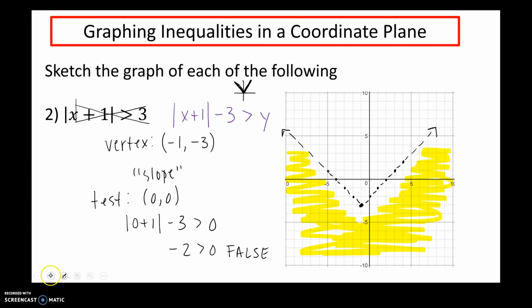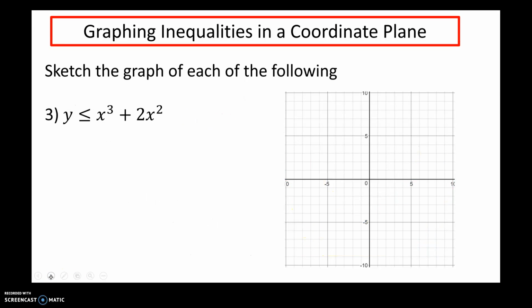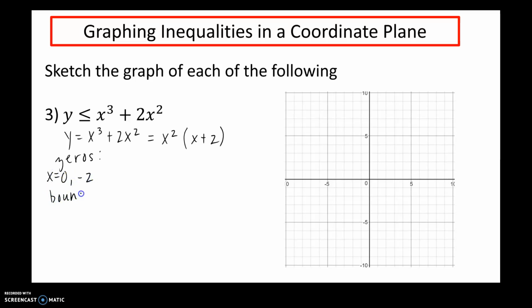Okay, one more, and then we'll be finished for these notes. All right, so if I look at the function as an equation, the greatest common factor is x squared. I take that out, and I'm left with x plus 2. Finding the zeros of this polynomial, the zeros are 0 and negative 2. 0 is going to be a bounce point on the graph. The degree is 3 with a positive lead coefficient, so my end behavior is going to be down, up.